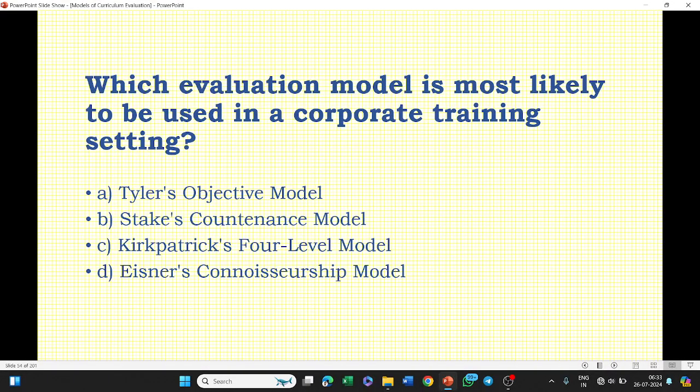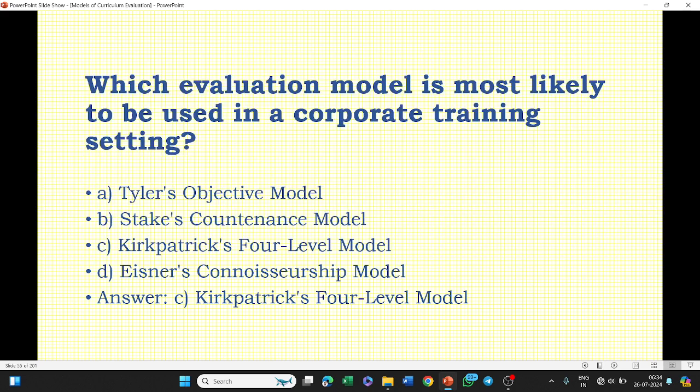Next, which evaluation model is most likely to be used in a corporate training setting? Options: Taylor's objective model, Stake's countenance model, Kirkpatrick's four-level model, Eisner's connoisseurship model. Answer of this question is option C, that is Kirkpatrick's four-level model.